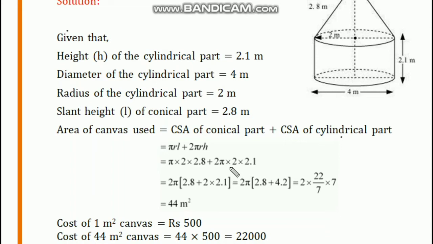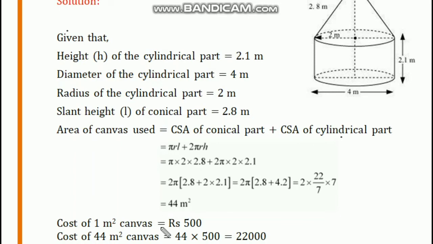Then simplify. Here 2 pi is common, or else directly you can substitute the value 22 by 7, or take common 2 pi. At the same time, the radius also you can take common, or keep it as it is. So 2.8 plus 2 into 2.1. Then after simplification, you will get 44 meter square. So the area of canvas used is 44 meter square.